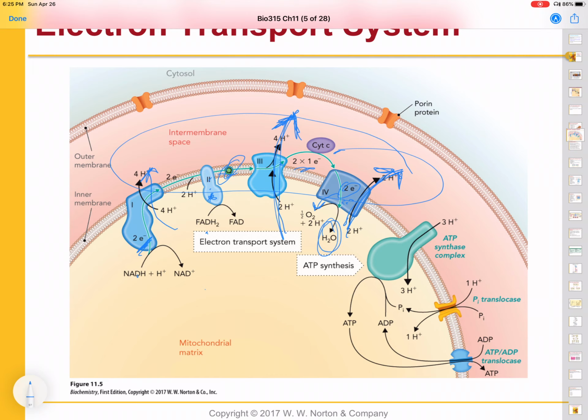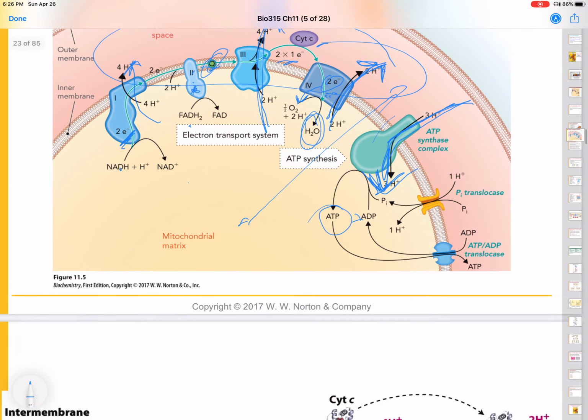And so here, for each of these cycles, you have 10 protons being pumped from the matrix into the inner membrane space. And now coming back through, it takes 3 protons to make a molecule of ATP from ADP and inorganic phosphate. So you can see that from each pair of electrons, you get roughly 3 ATP from these electrons that are donated. And so this is where all the energy comes in.